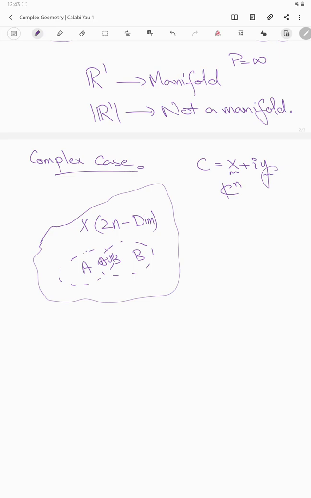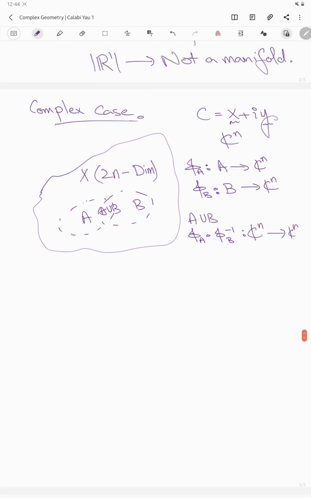And again, in this case, we would have some phi A that takes A to a complex n-dimensional space, and phi B takes B to a complex n-dimensional space. And on A union B, we have phi A composed with phi B inverse. This takes complex n dimensions to complex n dimensions, right?